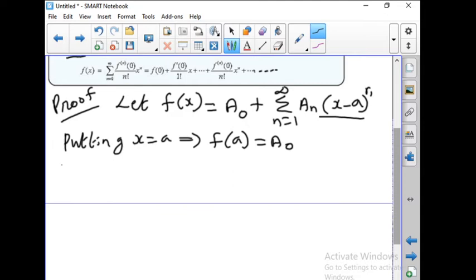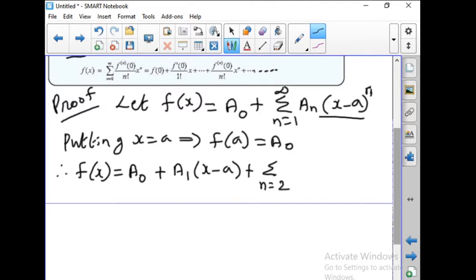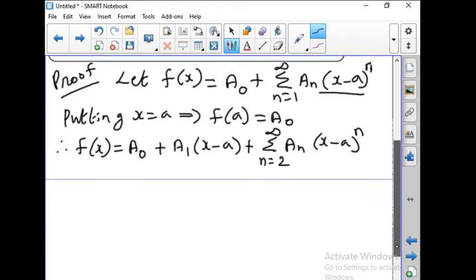So therefore what you get? f of x is equal to a naught plus, next putting n equal to 1, we get a1 into x minus a. And what about the other terms? Sigma n is equal to 2 to infinity an into x minus a the whole power n. Okay, so this is how we write.